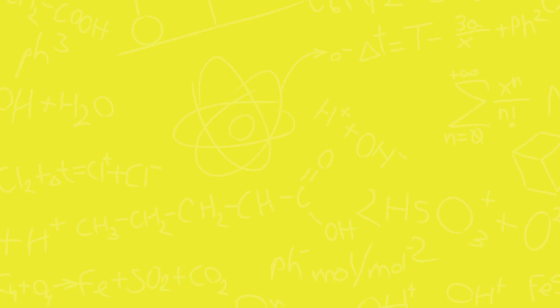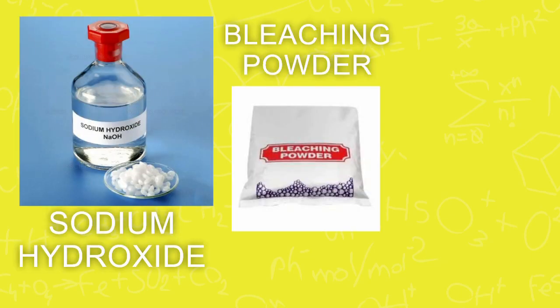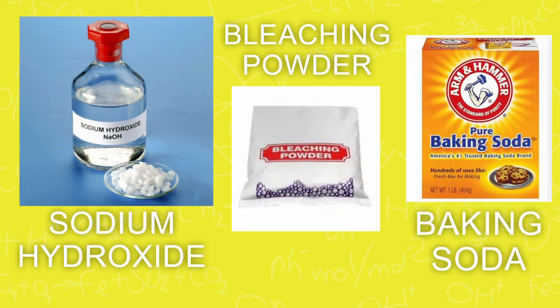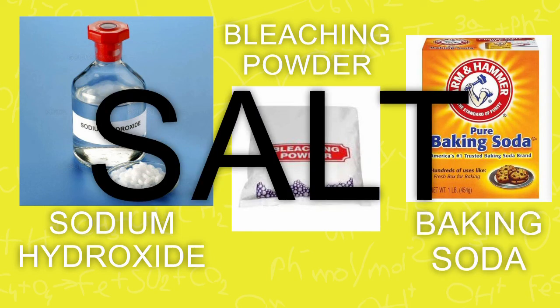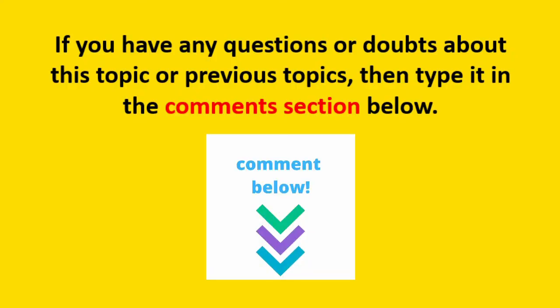Okay, so we have looked at 3 compounds. We looked at sodium hydroxide, we looked at bleaching powder, we also looked at baking soda, all of which in some way connected to sodium chloride as a salt. So this is a pure theory class. I hope you are able to follow and take the notes.